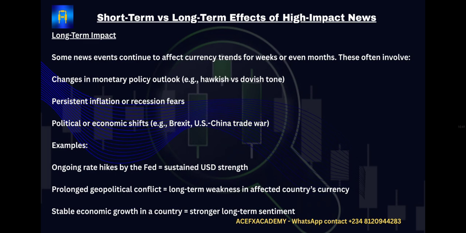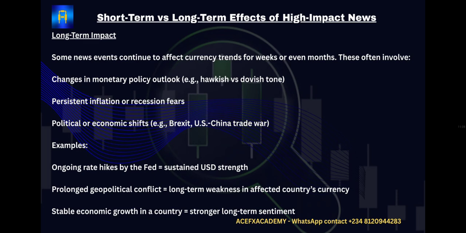So an example of this is the ongoing rate hike by the Fed, sustained by the USD strength. Also, you have geopolitical conflict, like the long-term weakness that affects the country's currency, and you also have stable economic growth in a country, which is also a long-term effect that impacts the forex market. And with this data, you can know the direction of a particular currency pair.